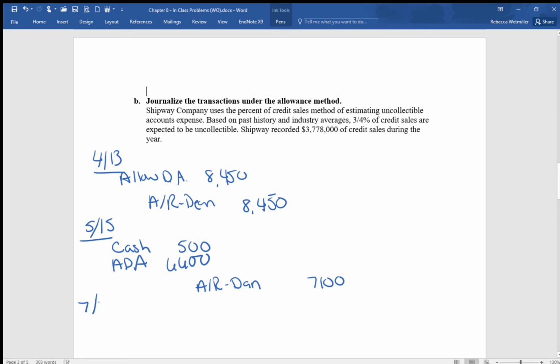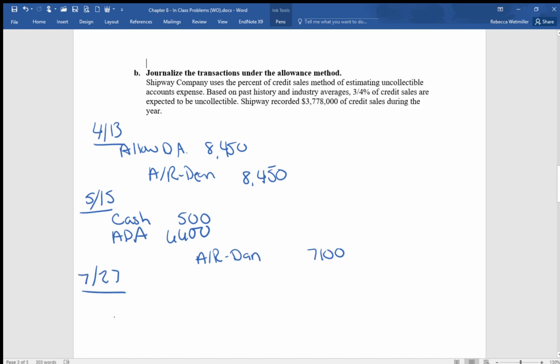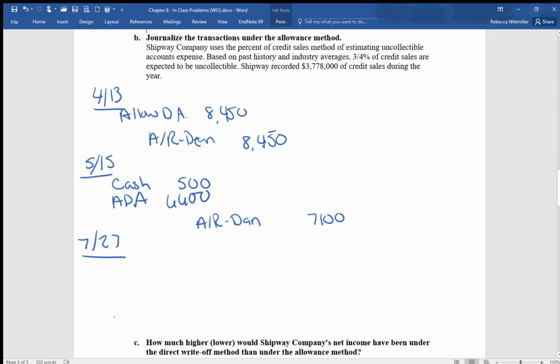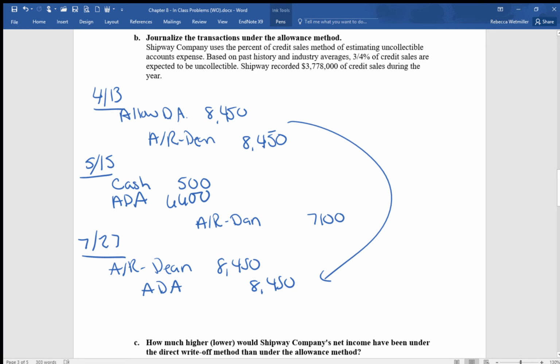Okay, so then on July 27th, we received some balance from Dean Shepard, whose account had been written off. So once again, we need to reinstate the account. So we're going to undo what we did on April 13th. So we're going to put the account receivable back on the books, and we're going to put it back into the allowance for doubtful accounts. So this is what we're undoing right there.